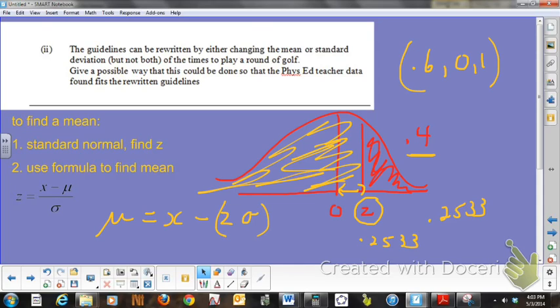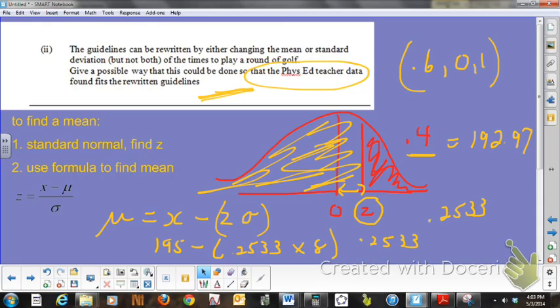And when we work that out, we put in 195 minus 0.2533. That tells us how many standard deviations away we are looking at, times the standard deviation of 8. And that's going to give us an answer of 192.97. So that's what our mean has got to be in this situation. This is what the mean has got to be shifted to in order to accommodate the phys ed teacher's guidelines.